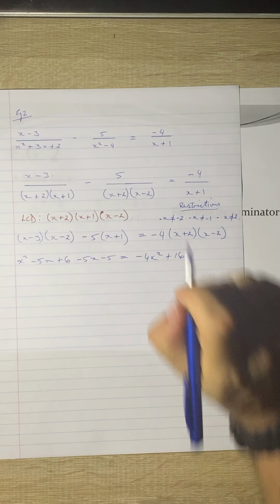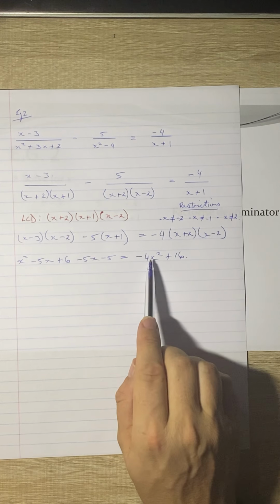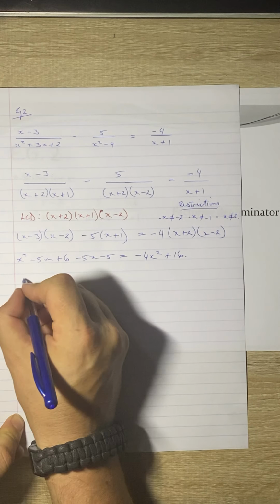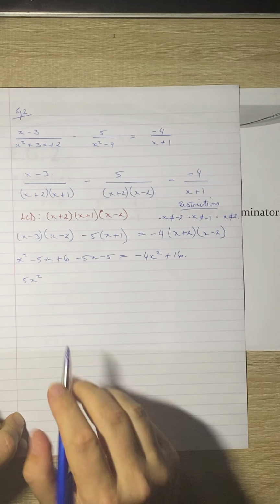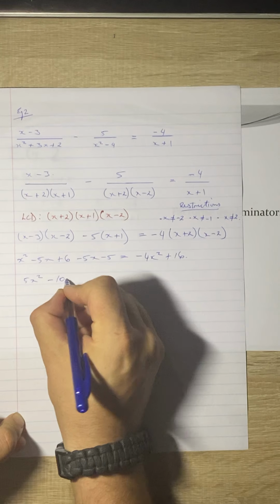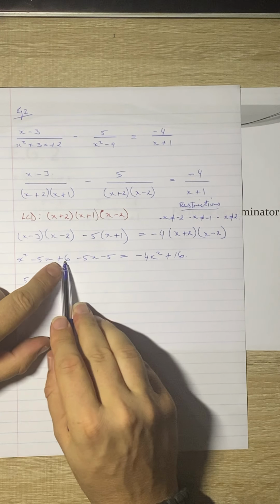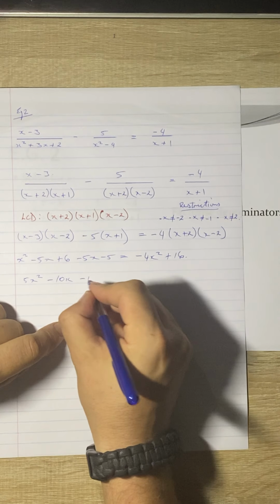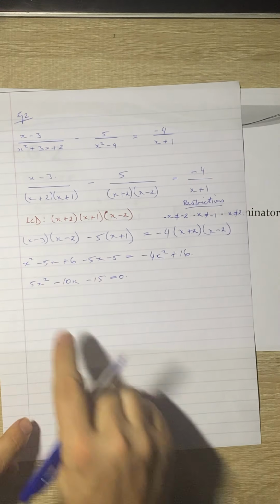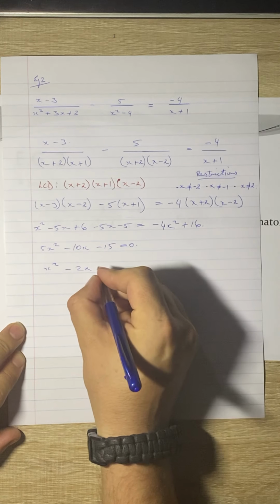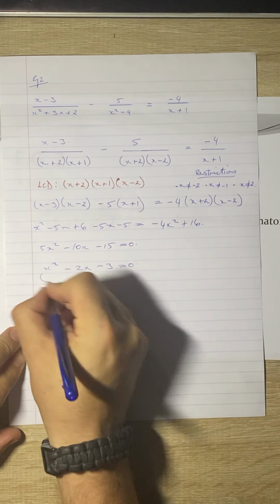All right, so grade 11, I'm just going to take the minus 4x squared to that side because then my highest power of x is positive. So take that to that side and we get 5x squared. Minus 5x is minus 10x. Plus 6 minus 5 is 1. Take that to that side is minus 16, so we get minus 15 equals 0. Divide through by 5 just to make it a little bit easier to factorize, and we get x squared minus 2x minus 3 equals 0. Factorize the trinomial.